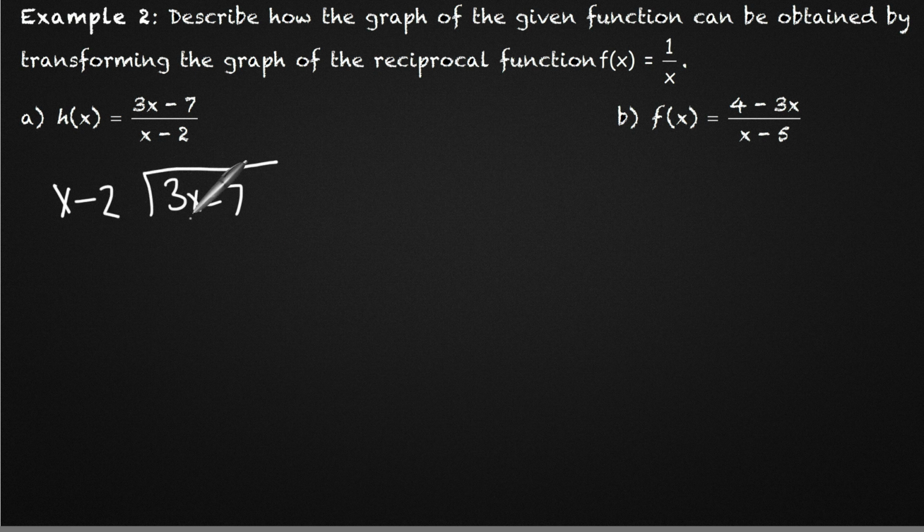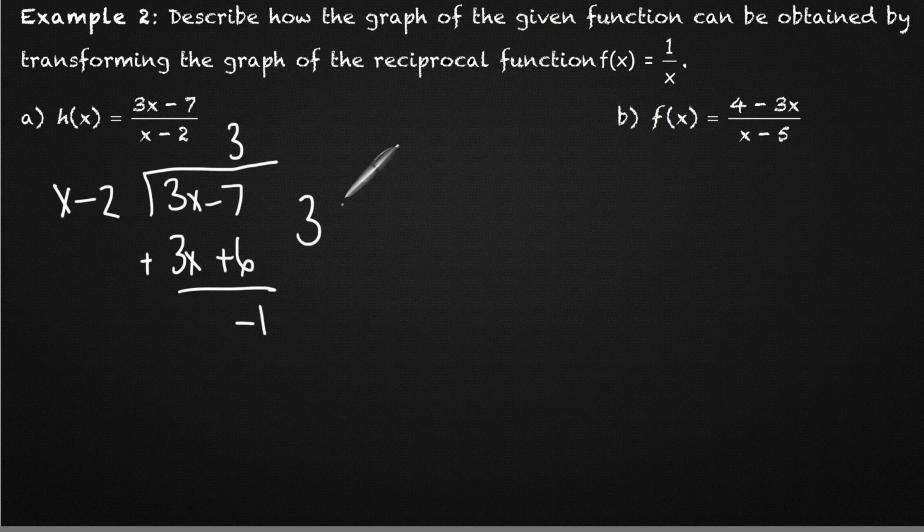So x goes into 3x 3 times. 3 times x is 3x. 3 times negative 2 is negative 6. And now we're going to subtract. 3x minus 3x is 0. Negative 7 minus a minus is going to make these both plus. That's going to make it a negative 1. So we can rewrite this now as this part 3 plus the remainder negative 1.